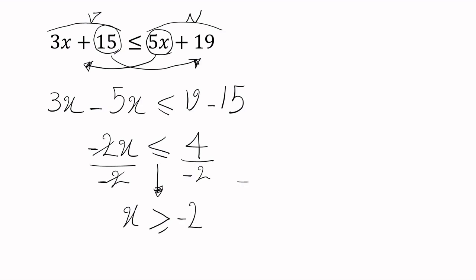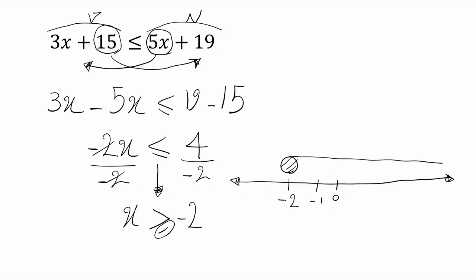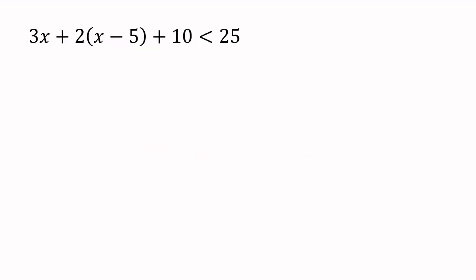Now I want to graph the answer for you. To learn, I draw a one-dimensional axis. This is going to be 0, -1, -2. Because we have an equal sign here, the circle must be filled, and it is greater than -2, so the answer will be this area. Let's solve the next example with each other.